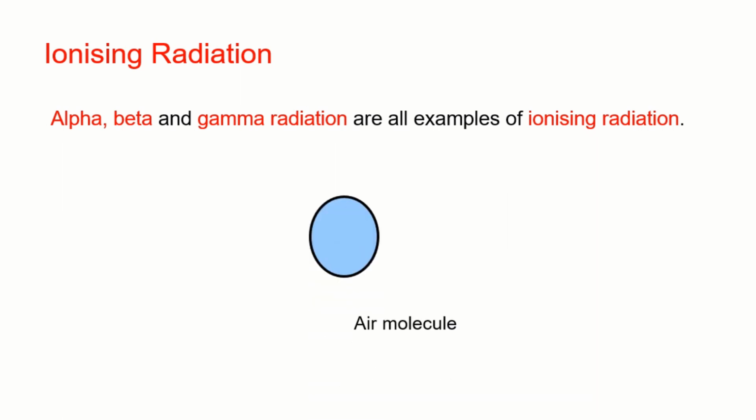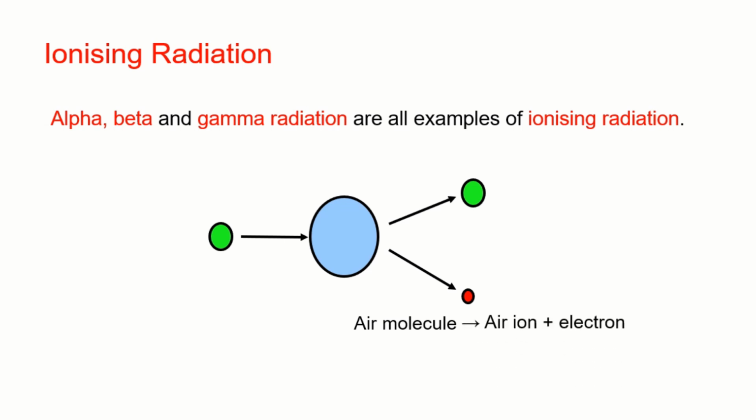Let's imagine we have an air molecule here, and it is being struck by the particle in green, which is something which does ionizing radiation. So this could be an alpha particle, for example. Now, what happens when the alpha particle collides with the air molecule is that the alpha particle might move off after the collision. However, it will also knock out something, and that something is an electron. What this means is that the air molecule has essentially become an air ion and an electron. So we've got a positive ion which has lost an electron.